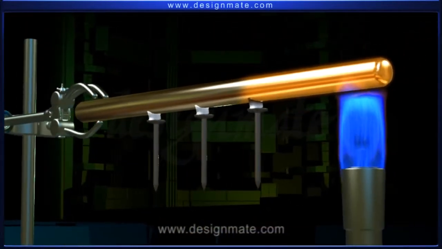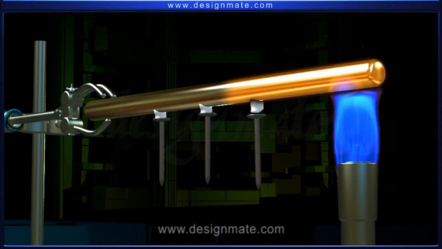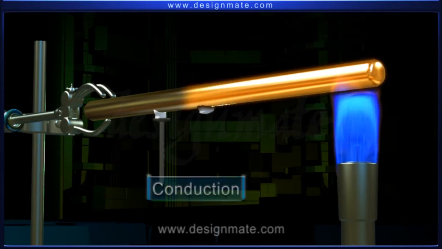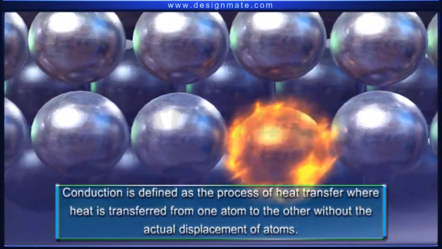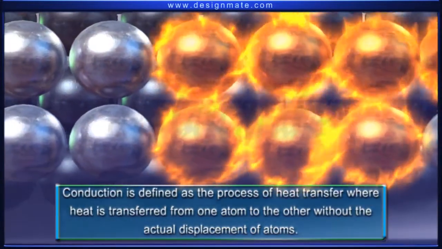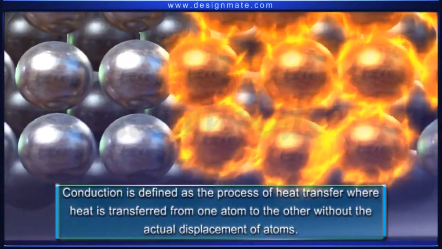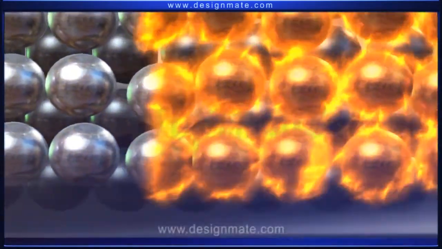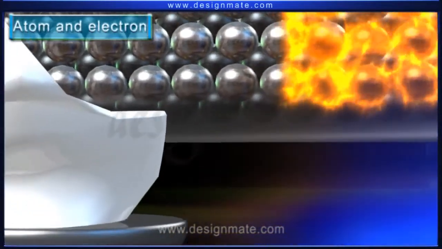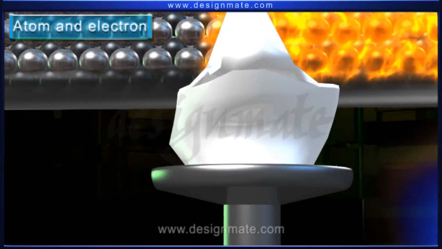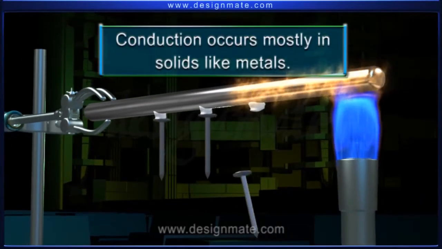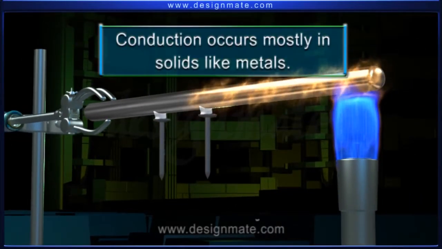As the heat continues to get transferred through the rod, the nail falls off. In this way, heat gets transferred through the rod. This type of heat transfer is called conduction. Hence, conduction is defined as the process of heat transfer, where heat is transferred from one atom to the other without the actual displacement of atoms. Hence, when conduction happens, two characters come into play: atoms, or molecules and electrons. Conduction occurs mostly in solids like metals.